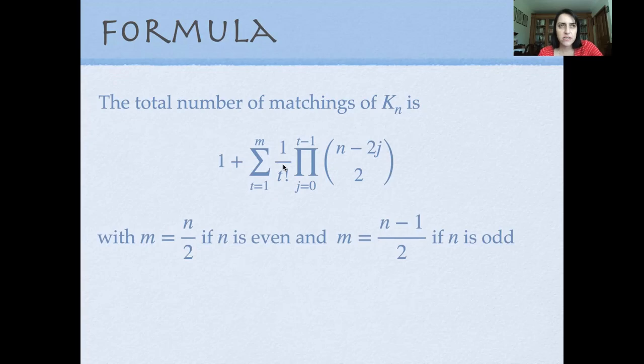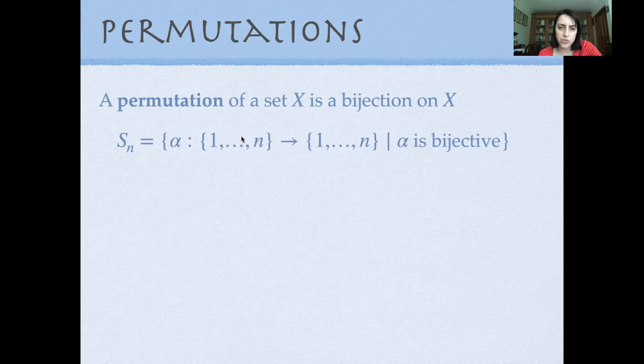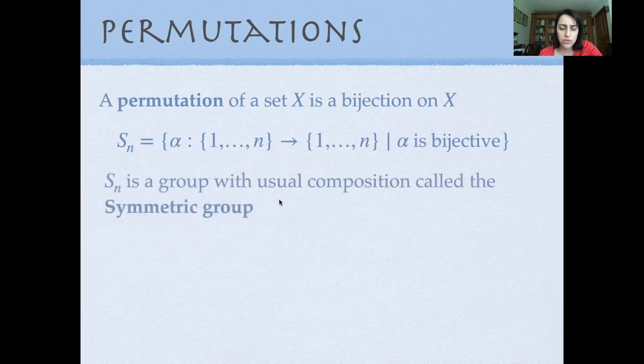Let's relate the telephone numbers with a very important concept. We know a permutation of a set X is a bijection of X. We can consider all bijections between this set and itself, and this is called the symmetric group on n elements. It is a group under the usual composition. It's called the symmetric group.